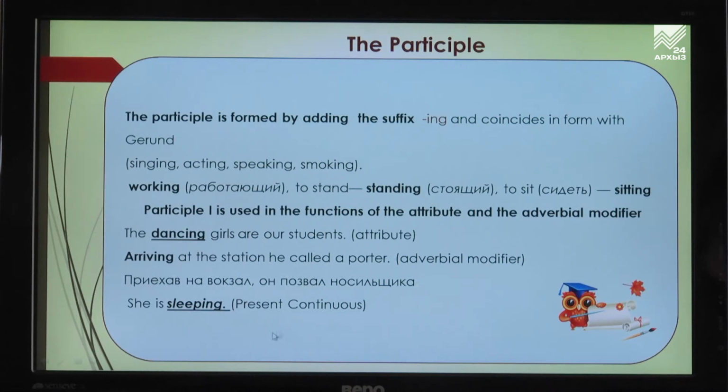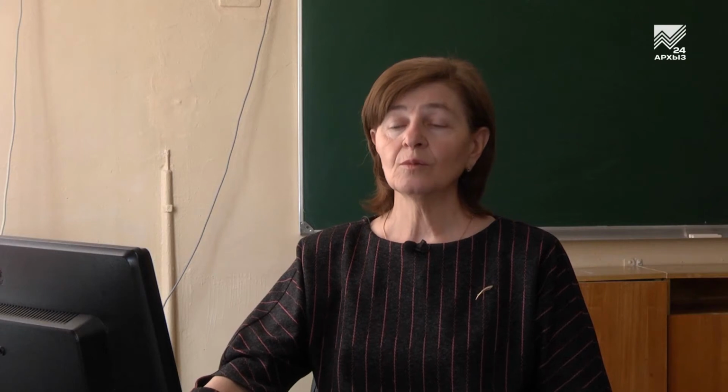She is sleeping. Present continuous. So participle one can be used in the present continuous tense, because this tense form is formed with the help of the auxiliary verb plus participle one. She is sleeping. Она спит.